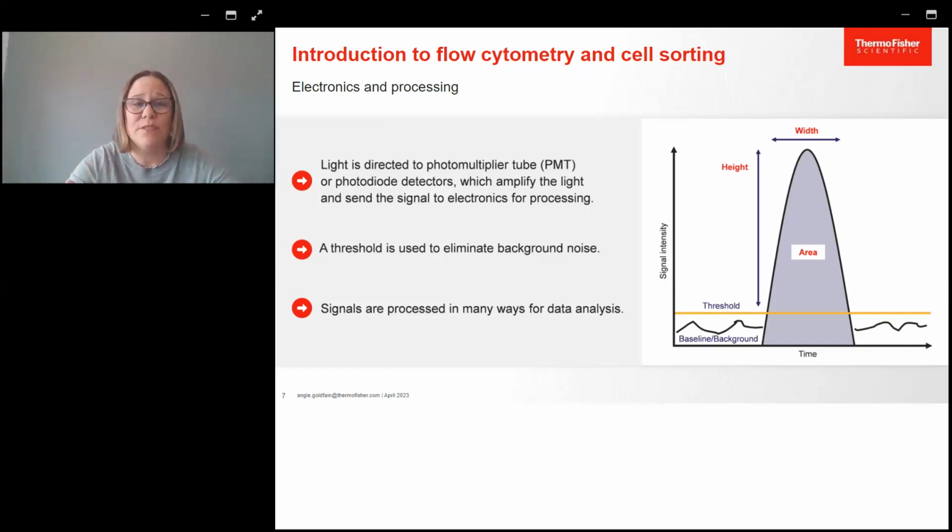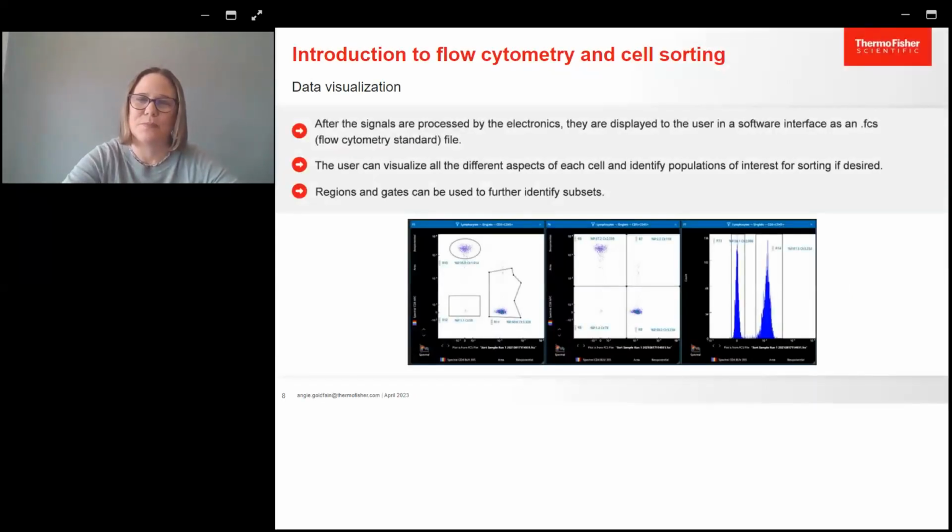And we can run at different event rates. You can run at hundreds, thousands, even tens of thousands of events per second, so cells per second. So the amount of assessment we're doing on every cell is massive. So how do you boil that down to actually see what you want? This is where data visualization comes in.